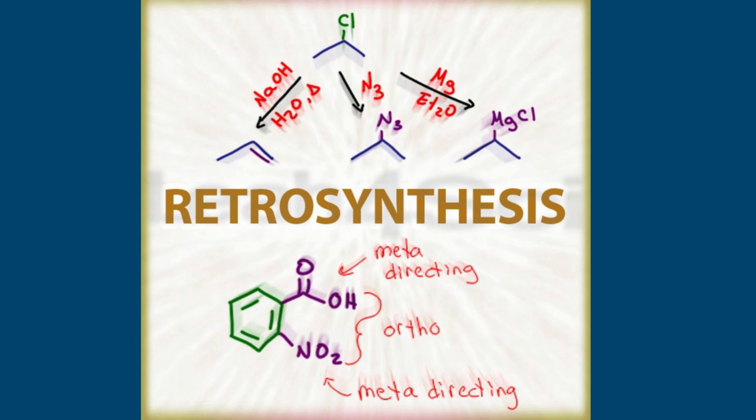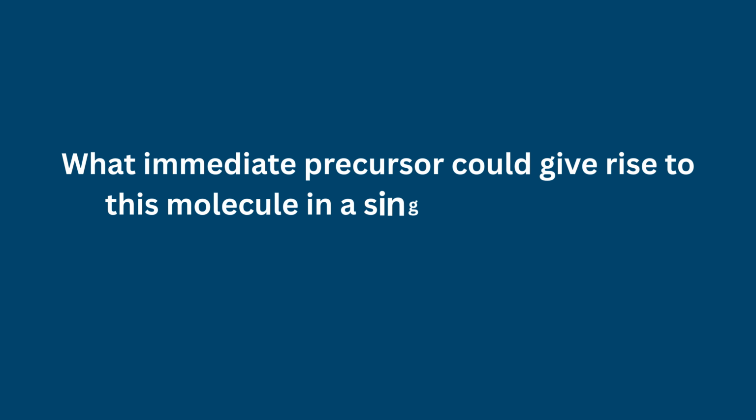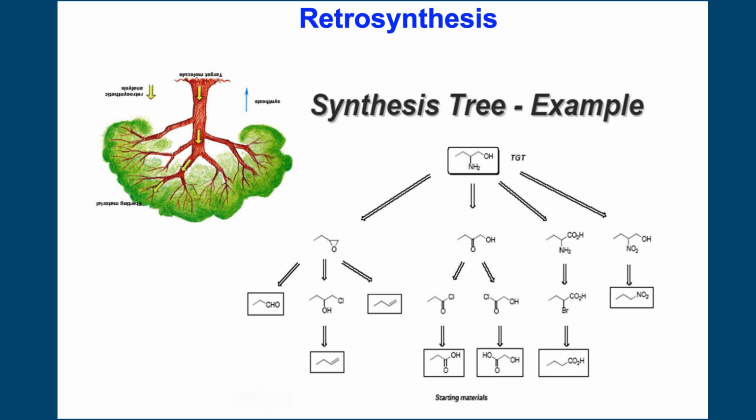Retrosynthesis is a problem-solving approach in which a target molecule, TM, is systematically deconstructed into simpler structures by working backwards. This reverse logic contrasts with forward synthesis, where one builds molecules stepwise from starting materials. The central question guiding retrosynthesis is, what immediate precursor could give rise to this molecule in a single forward step? Through iterative application of this reasoning, the target molecule is reduced to simple, accessible starting materials, generating a retrosynthetic tree that maps multiple possible synthetic routes.